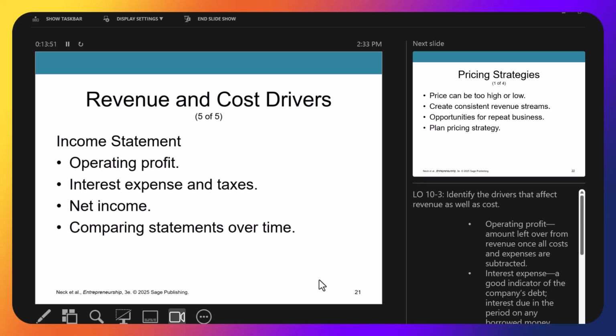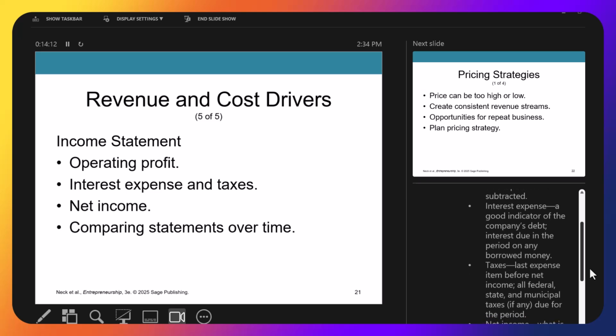So here's the income statement again. Operating profit. So you look at this. This is what you have left over after you look at your revenue, cost, and your expenses, and you subtract that from it. Interest expense and taxes. So this is when you have a good indicator of your debt. This is stuff that you have to pay out. So this is actually debt that you have. For instance, you have interest expense that you would pay on equipment that you may be leasing, your building that you may be leasing, and taxes that you may have to pay associated with those as well.